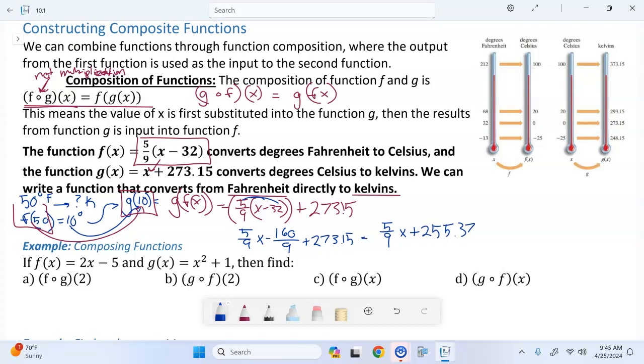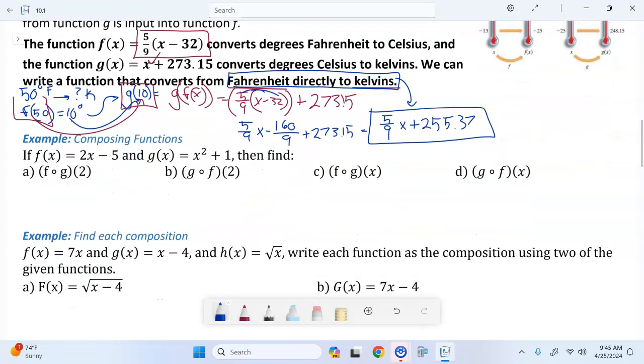So we can take this composition and we can expand it, and then we get a new function that converts directly from Fahrenheit to kelvins. I can put in degrees Fahrenheit into that formula and it will pop out temperature in Kelvin without having to do that middle step. That's what function composition does. And so we can look at it from two sides. We can evaluate it step by step, or we can do the composition and then evaluate it as part of one equation.